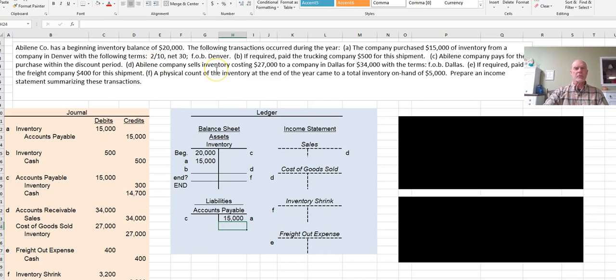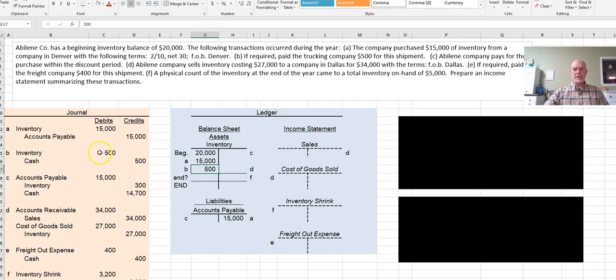FOB Denver, now we're in Abilene. This is free on board to the Denver company. So Denver is not paying the freight. We are paying the freight. Now the next question is, is this freight in or is this freight out? Well, this is a purchase. This is incoming merchandise. So this is freight in, which is added to the cost of the inventory. We're going to debit inventory $500 and credit cash. So I'll post that, transaction B, right here.